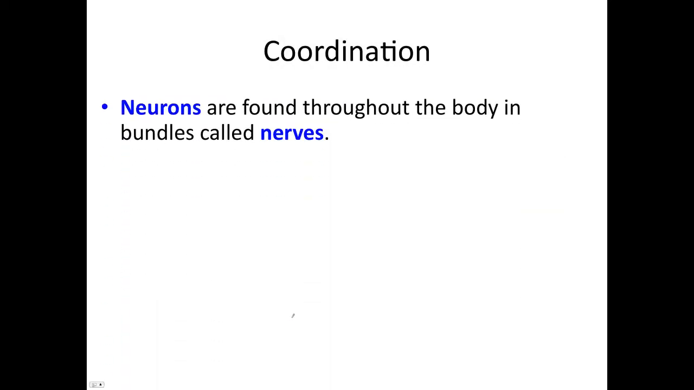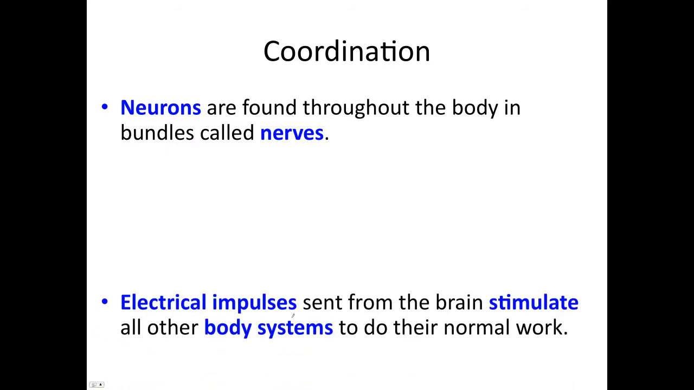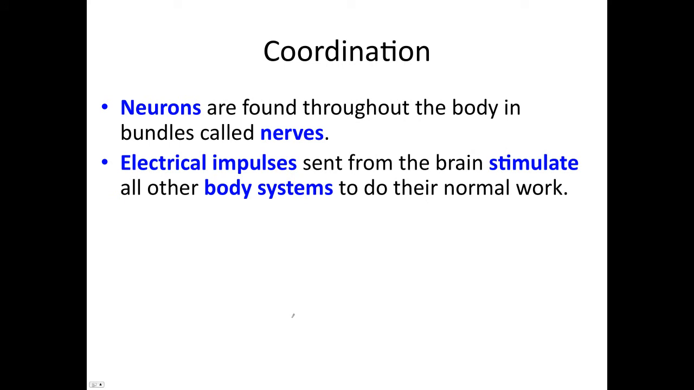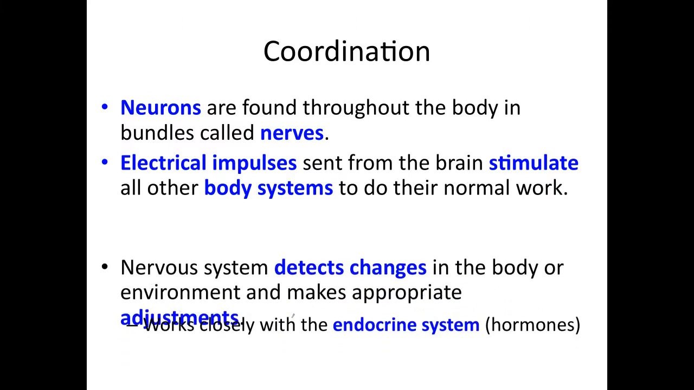So neurons are going to be found throughout our body, and they're found in bundles called nerves. Okay, so neurons are the smallest unit, they're the type of cell, and when we have a bunch of cells, they're called nerves. So we have nerves running everywhere because we need to respond to all aspects of our body. And again, these are going to be electrical impulses, and they're going to stimulate all other body systems to do their normal work. So it's our nervous system that sends the information to our digestive system, to release certain enzymes, to our respiratory system to regulate our breathing, and so forth.